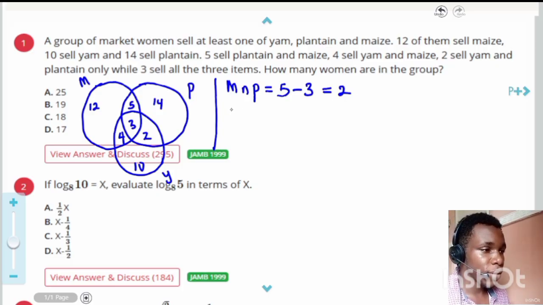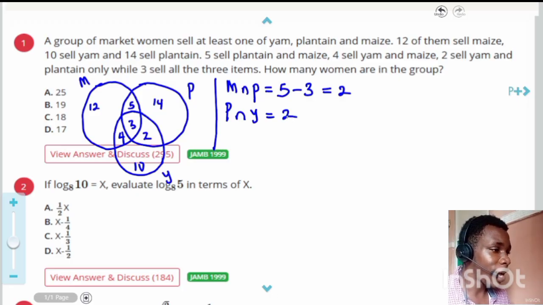All right. The next one we have is plantain and yam. How many women actually sold plantain and yam? That is a no-brainer. The question pointed out that just two sold plantain and yam. We won't be subtracting three from two, because there is no way the three women that sold all three items were enlisted among the two that just sold plantain and yam.